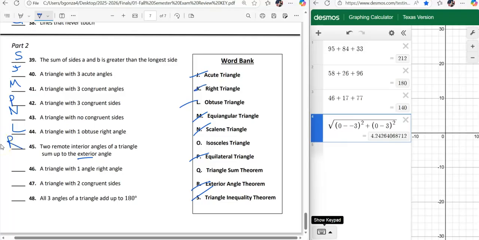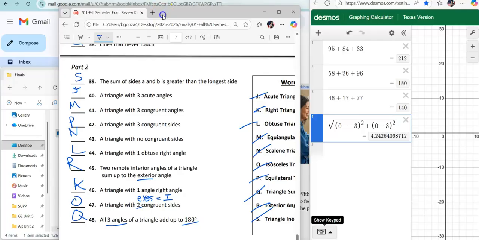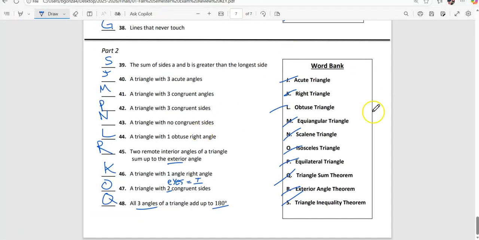One right angle, right triangle. Two congruent sides, two like your eyes, isosceles. Process of elimination, but we know all three angles add up to 180 because that's the triangle sum theorem. Please study this and be ready for your final exam this week.